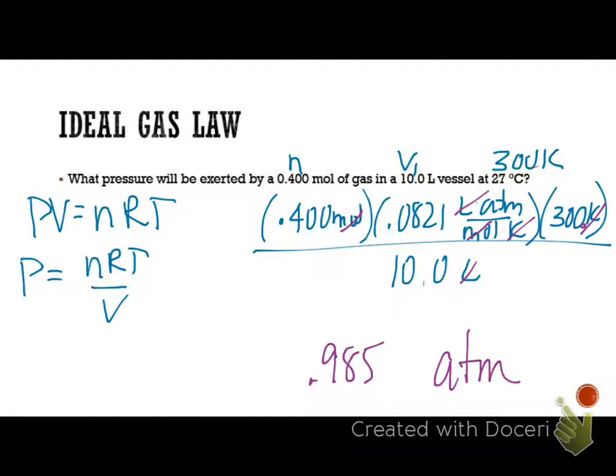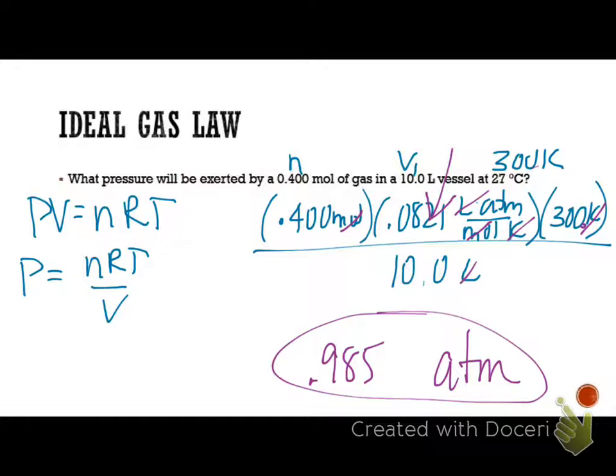Everything has 3 significant figures. Never use your R value to determine your sig figs. Why? It's a constant. Correct. We don't use our constants to do that. Okay? So far, so good? Does anybody have questions about the sig figs?